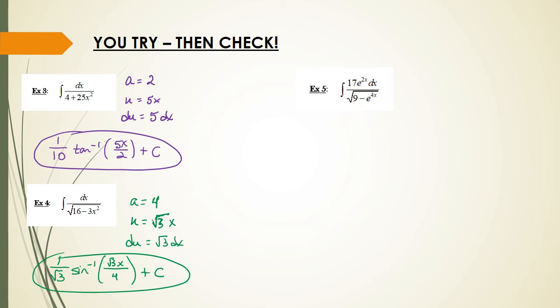And finally, in example 5, a is equal to 3 here. u is equal to e to the 2x, because when you square e to the 2x, you actually get e to the 4x. It works out nicely here. But du is equal to 2e to the 2x, so we have a lot of stuff going on. The final answer here wound up being 17 over 6 arctangent of e to the 2x over 3.